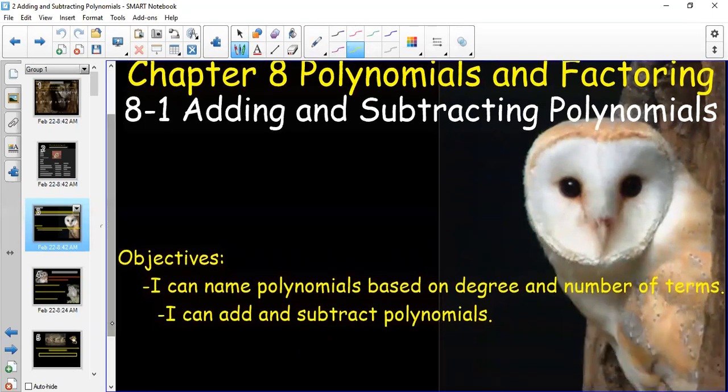All right, so our objective for today is going to be able to add and subtract polynomials. Okay, so that is our main focus for today.